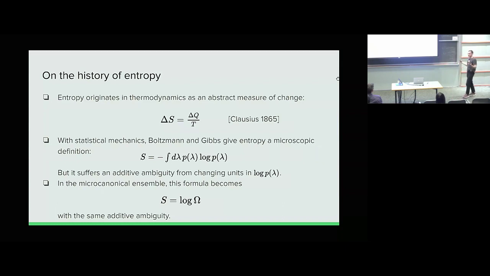Now, of course, from the perspective of classical statistical mechanics, they don't care because they're trying to reproduce this empirical formula that only involves delta S's. But as we know, as we've already been talking about today, there are many contexts in which we do care about absolute entropies.